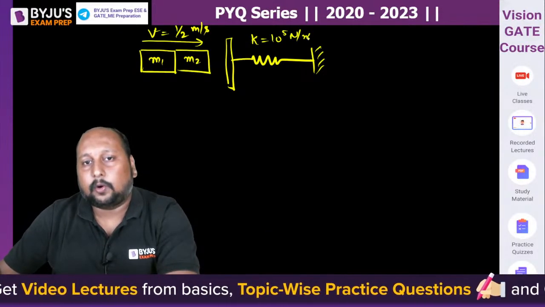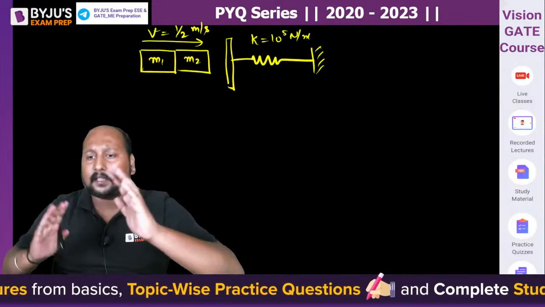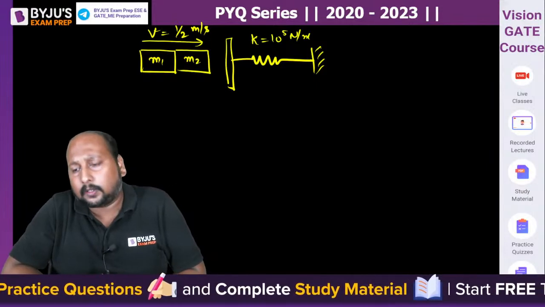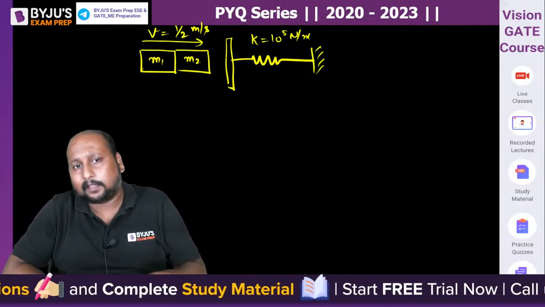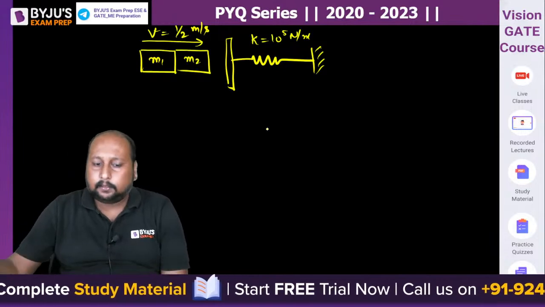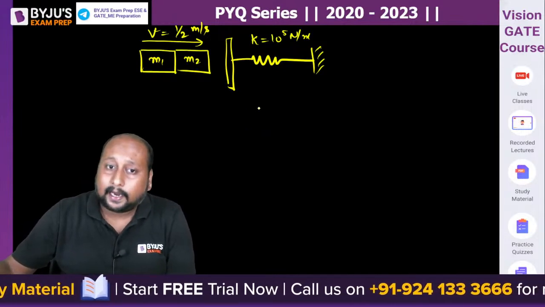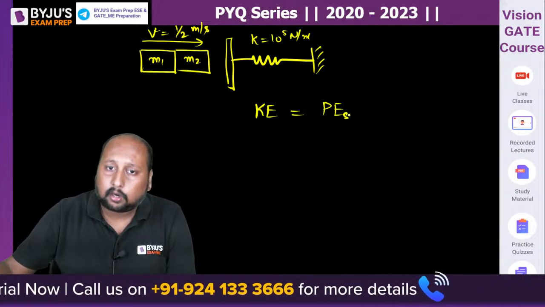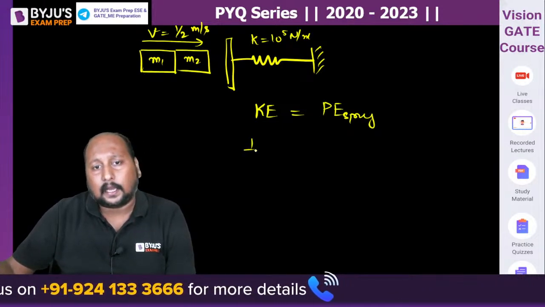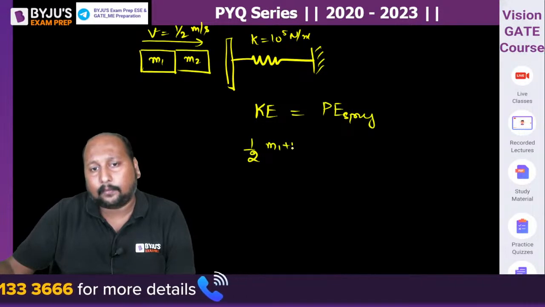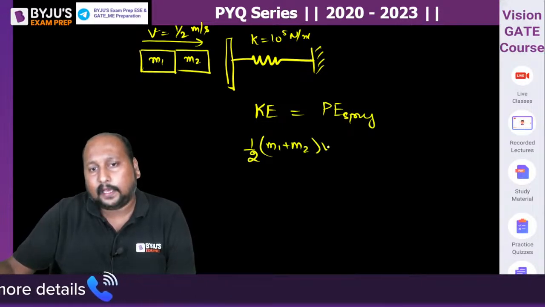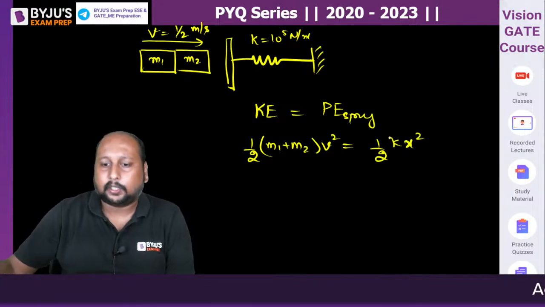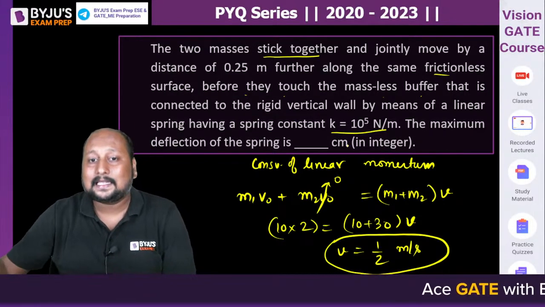So they're asking you what is the maximum deflection of the spring. Can we say the entire kinetic energy will be converted into the potential energy of the spring? That's when the deflection will be maximum, meaning velocity is equal to 0. If you apply energy conservation, half into (m1 plus m2) into v square is equal to half into k into x square. Let's see, you have to tell me the answer in centimeter.